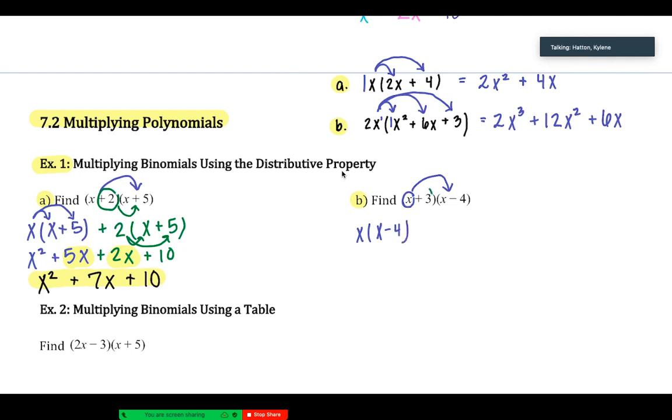And then now we need to take the second term, positive 3, and distribute it by the second parentheses. So plus 3 times x minus 4. And then now we'll distribute again to get rid of the parentheses. So for x times x minus 4, the first half, when I distribute x times x, that's x squared. And then x times negative 4, you have to remember that the negative belongs to the 4. So x times negative 4 is negative 4x.